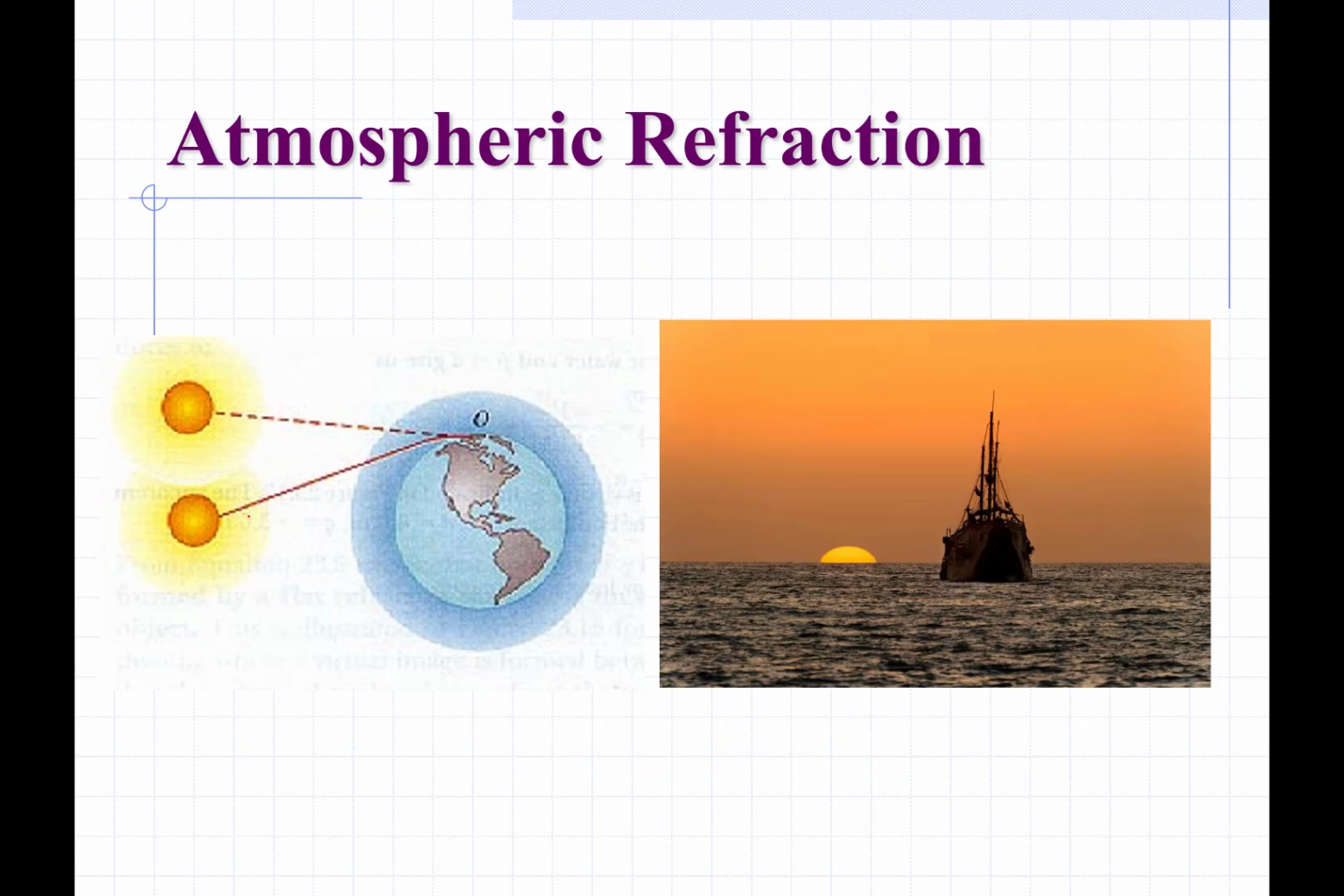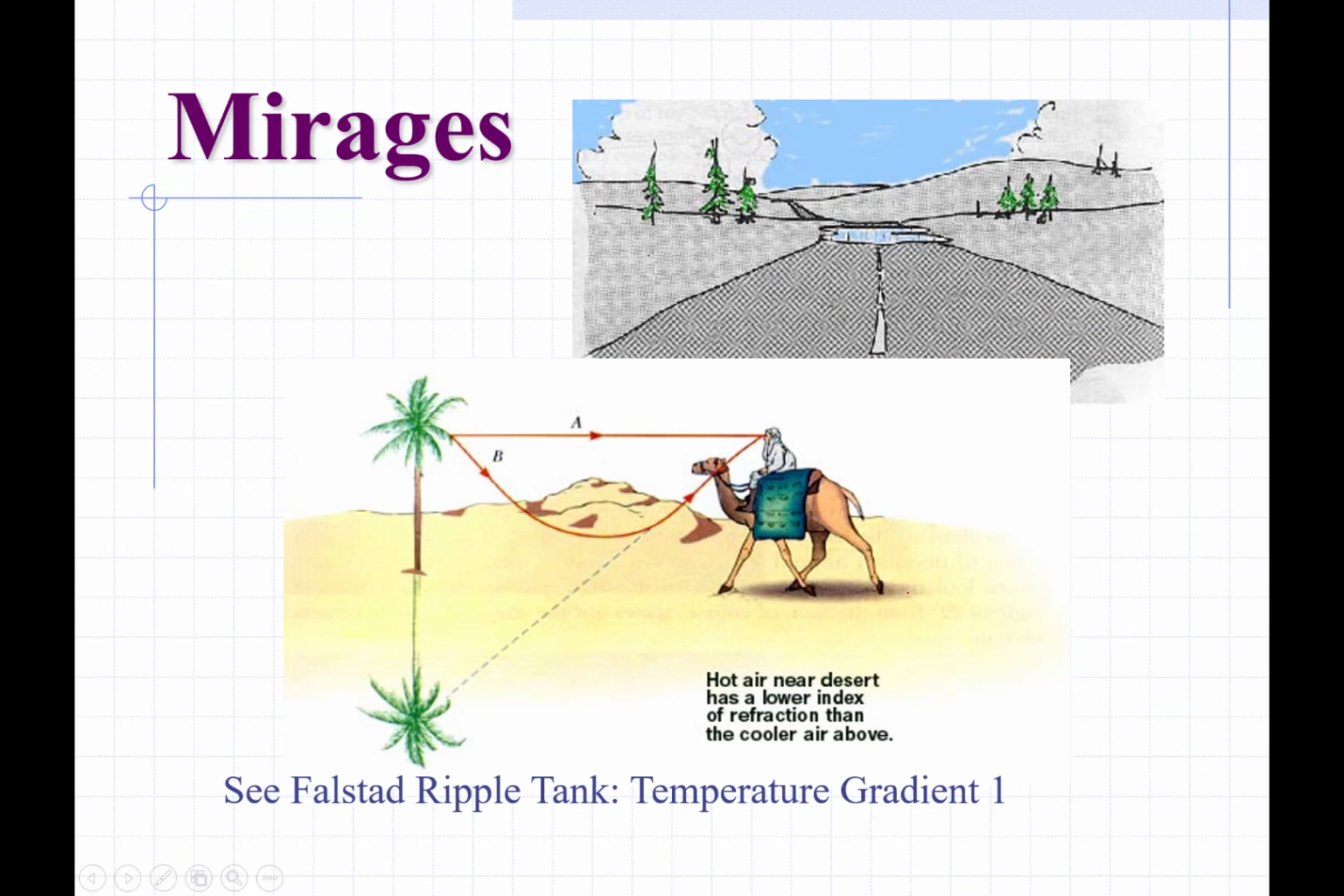The atmosphere is a higher index medium than vacuum, so when light travels from the sun into the Earth's atmosphere, it actually bends towards the normal. So it's going to curve in towards the Earth. And what that means is we can actually see the sun after it's already gone past the horizon. This is an image of the sun, but the sun is actually behind the horizon. We're just seeing an image of the sun that appears to be above the horizon because of the way that light bends. Mirages are another example of this.